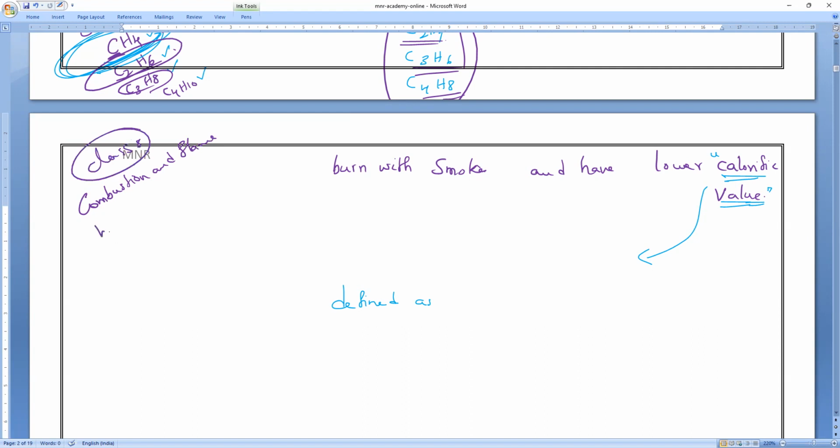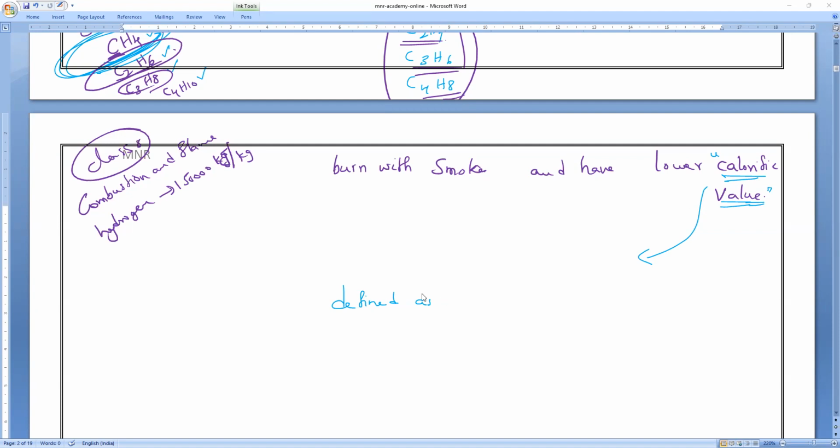You might remember, hydrogen has the highest calorific value, 1,50,000 kilojoule per kg. Do you remember, all of you? That is the calorific value. So it is defined as, please note it. Don't think that it may not be asked in the exam. 100% they will ask you.